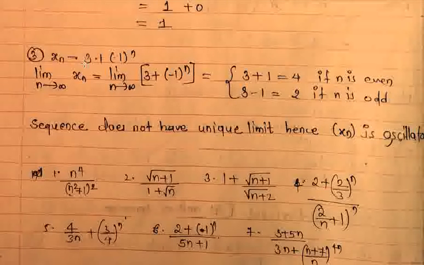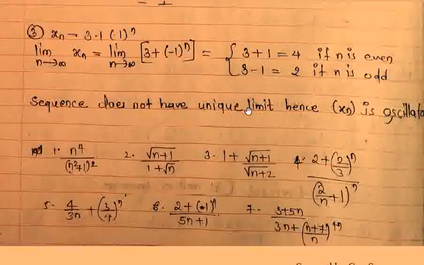So 3 plus, that's meant to be a plus, minus 1 to the n. So as the limit n tends to infinity, this is an oscillatory sequence, unlike the previous example. So you're going to get 3 plus 1, which is 4, if n is even, and 3 minus 1, which is 2, if n is odd. So it doesn't have a unique limit, hence xn is oscillatory.